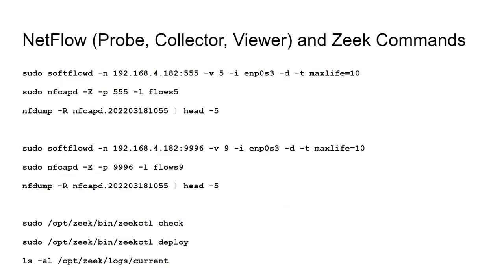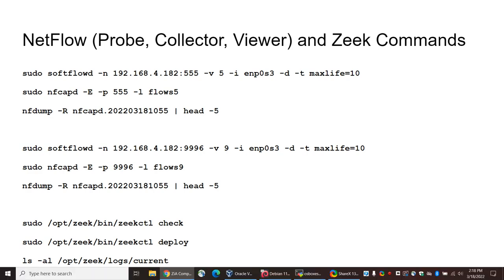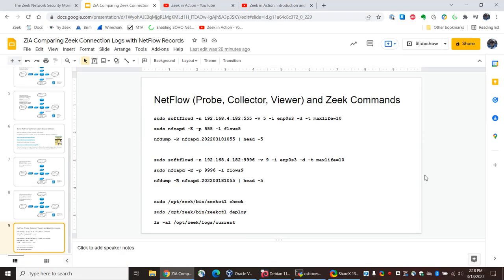These are the commands I'm going to be running today. The first three commands will set up the NetFlow probe, collector, and eventually the viewer once we have some records to look at for NetFlow v5. The second set of commands will do the same except for NetFlow v9. And the last set of commands are what I'm going to use to start up Zeek and take a look at the logs that we have there. So with that, let's get started.